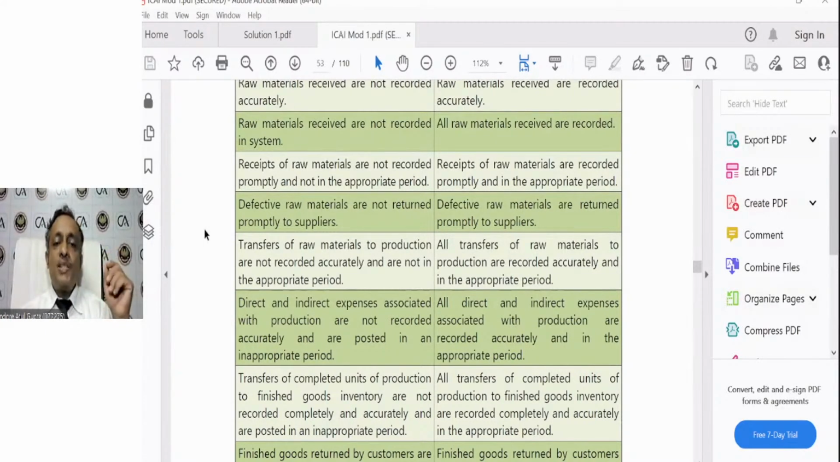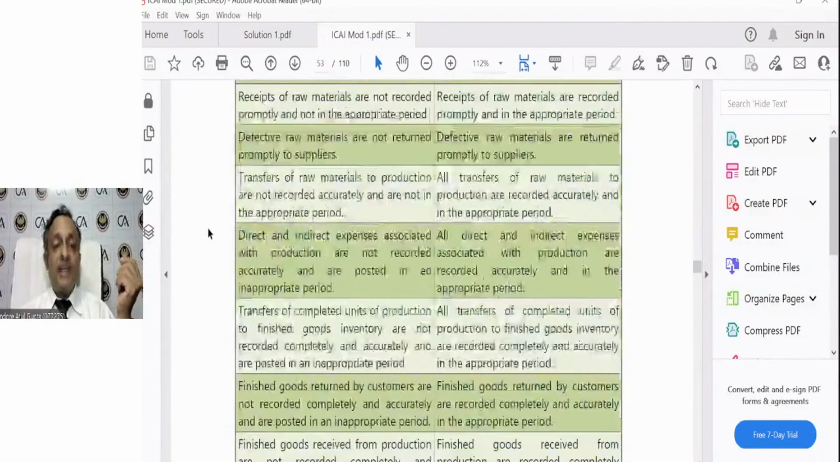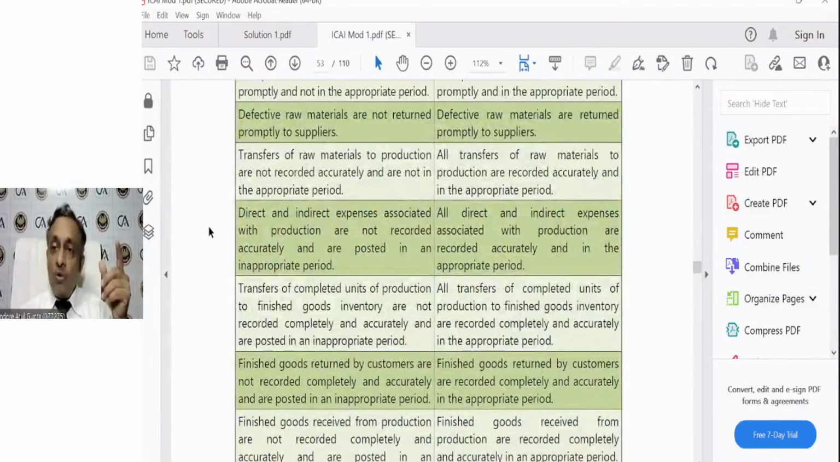Direct and indirect expenses associated with production are not recorded accurately. Your costing will go wrong. Accounting standard on valuation of inventory, direct costing. When you are not recording the expenditure correctly, the cost of the material goes incorrect. And if your cost goes incorrect, your calculation for sale price goes incorrect. Probably you think you are generating profit, but because this expenditure is not accounted for as part of cost, you may be selling at a loss.